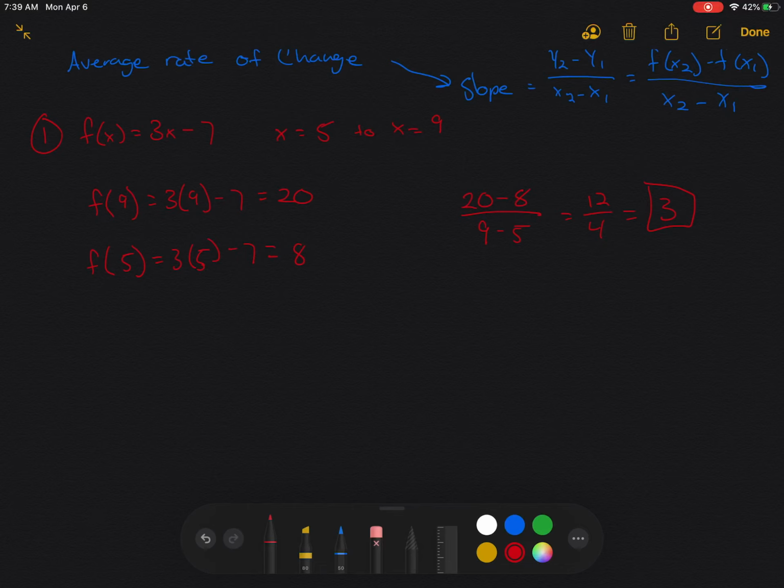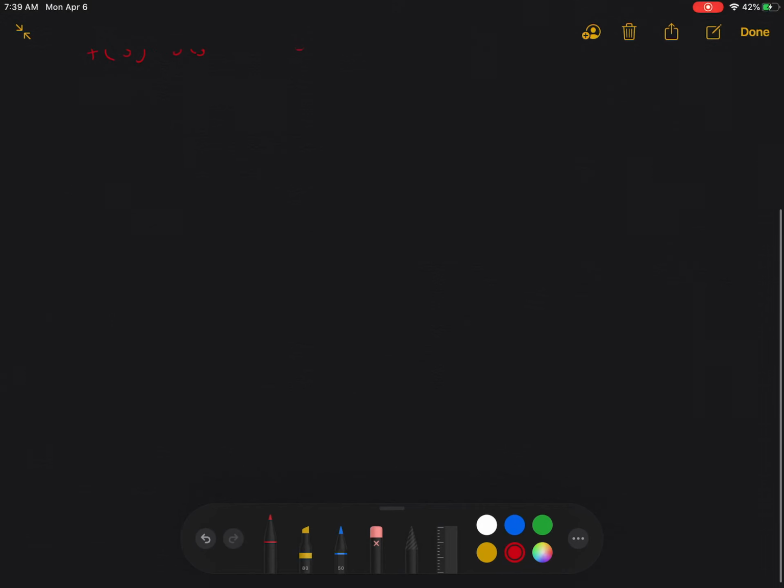As you can see, this function is linear, that's a straight line, so that's pretty easy. We just found the slope, which happens to already be there for us. As we go, things will get a little bit more complicated, don't you worry. Let's go on to the next one.